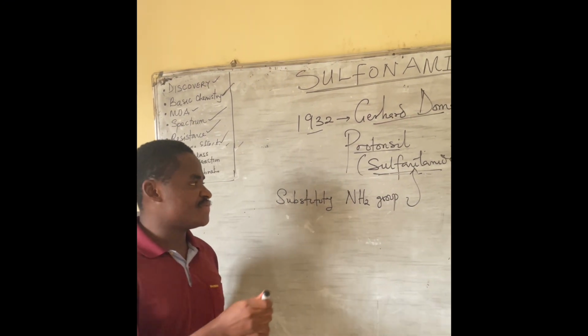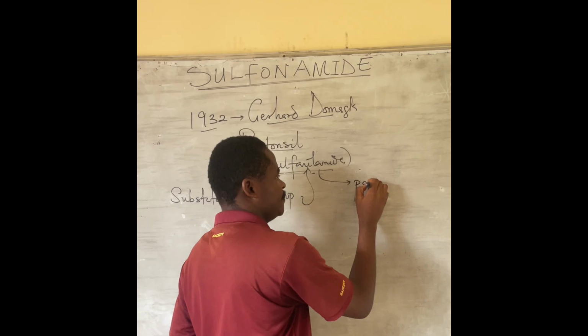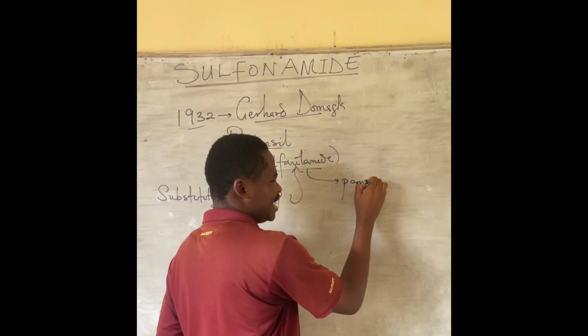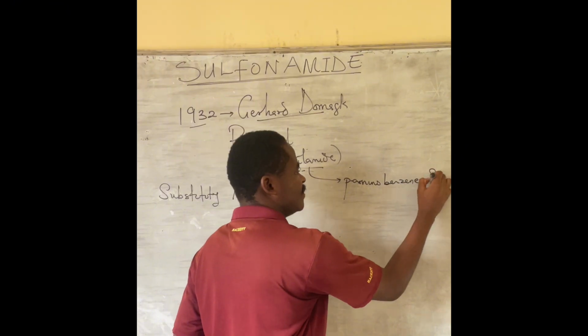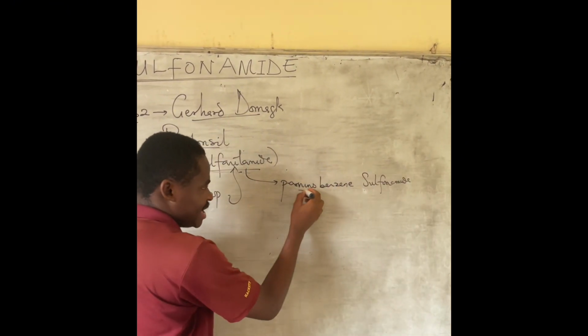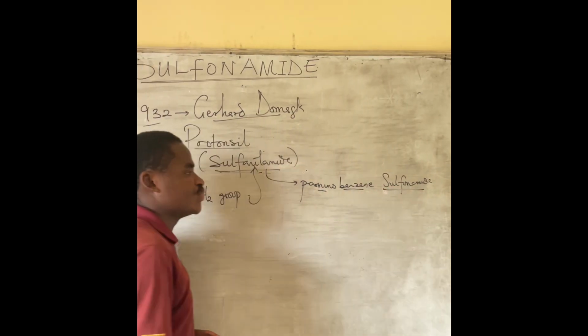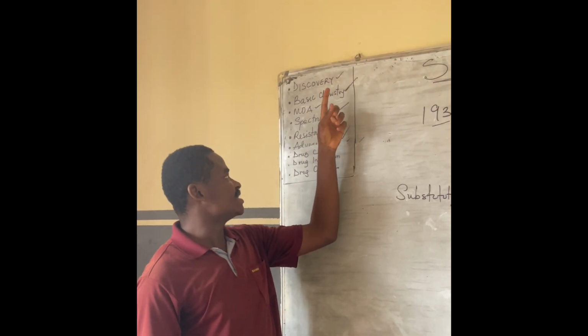What's another name for sulfonamide? Another name for sulfonamide is p-amino benzene sulfonamide. So it simply means that there's an amine group on the benzene ring coupled with that sulfonamide. So it's just something to have in mind. So that's the basic chemistry.